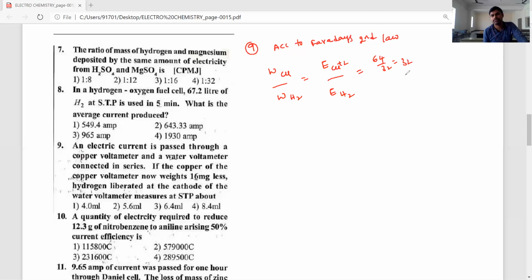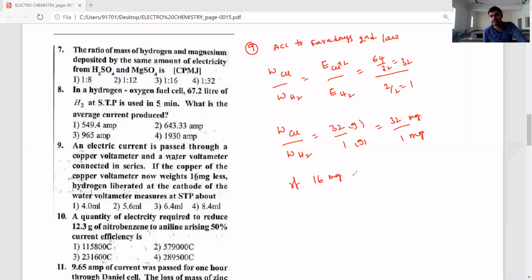For hydrogen, 2 by 2 is equal to 1. This means the weight of copper by the weight of H2 is equal to 32 by 1. If it is in grams, it should also be in grams. Or if it is 32 milligrams, then it is 1 milligram. If 16 milligrams of copper is decreased, see here 16 milligrams of copper is less.